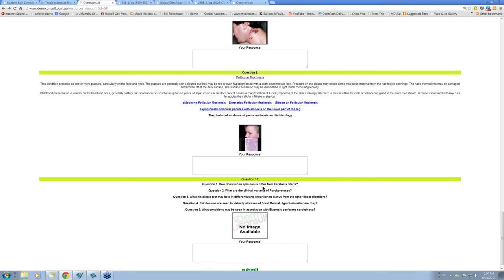How does lichen spinulosus differ from keratosis pilaris? Think of the size of the spikes. Think of the distribution of them as well.